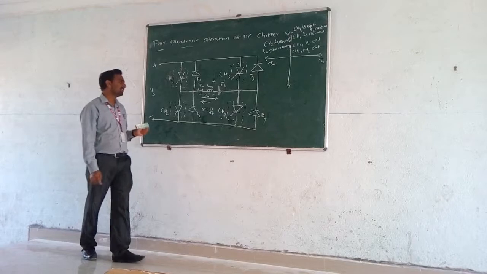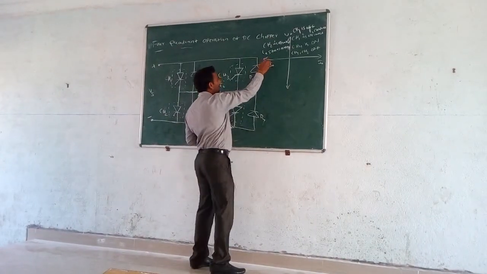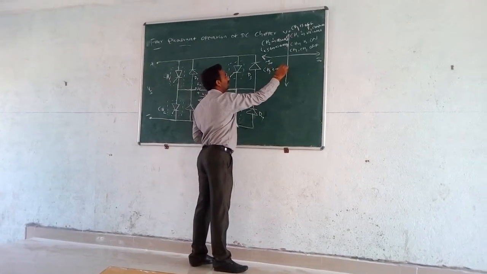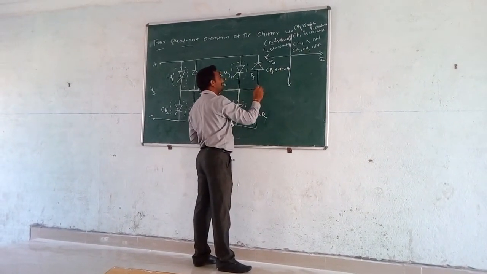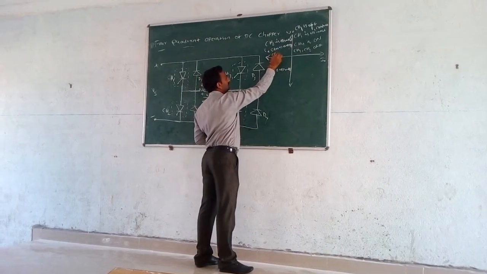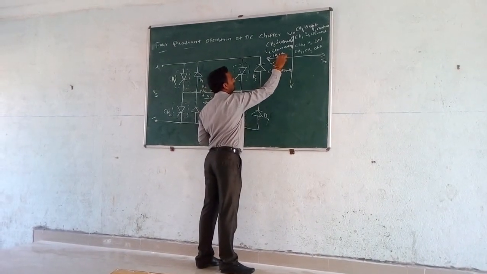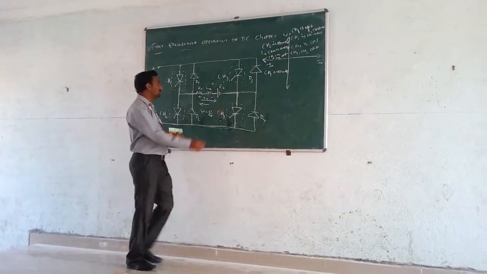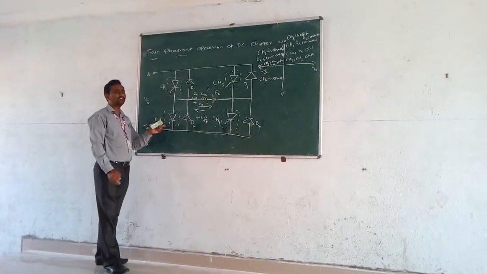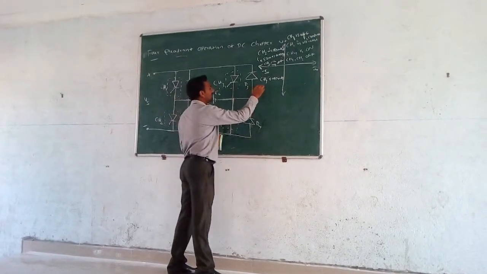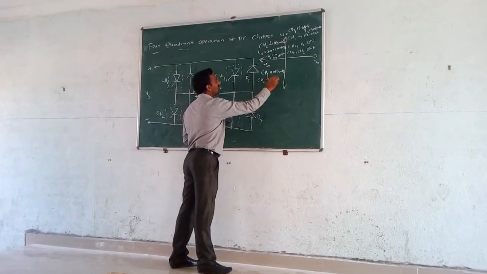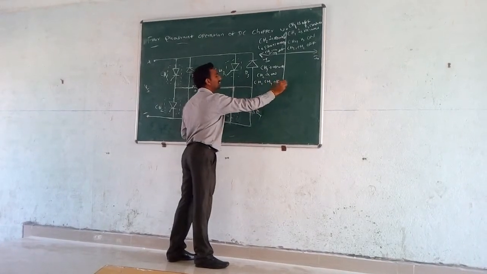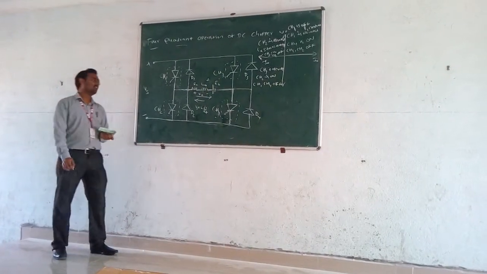In third quadrant operation of the chopper, CH3 is operated and the opposite arm CH2 is always on. CH3 is operated, CH2 is always on. The remaining CH1 and CH4 are in off state.